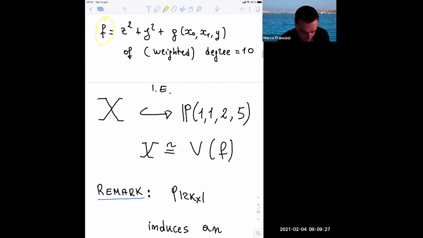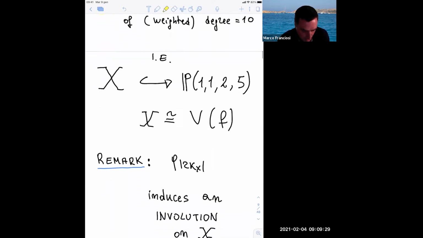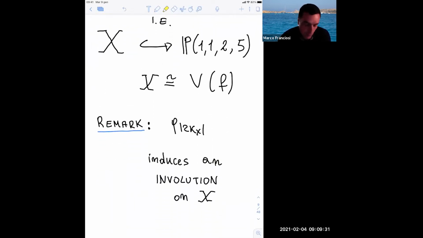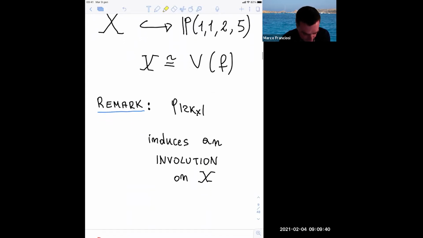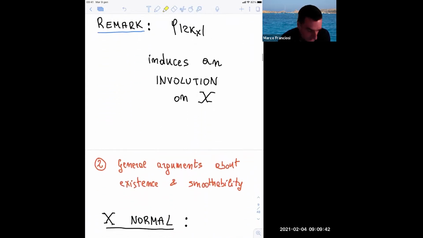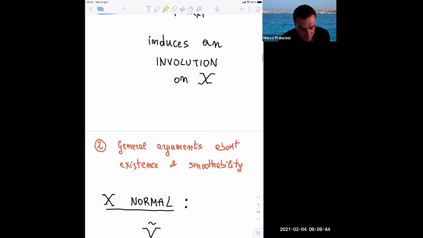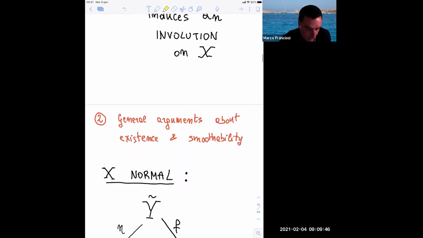It's important to see from our point of view that the bicanonical map, which is 2-to-1, induces an involution on X. And we will see it later again. So now I'm starting to talk about the second part.